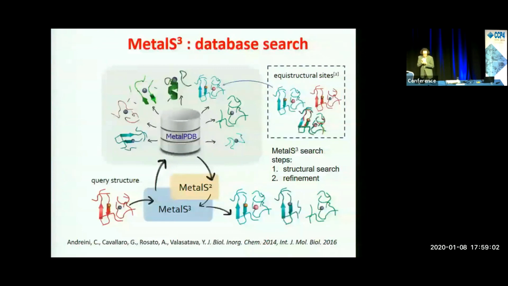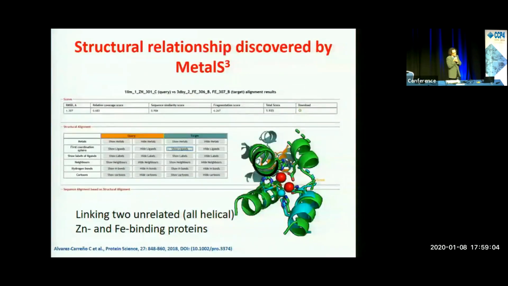And you can actually also discover some new relationships. So this is from a publication using the tool, where they discovered structurally similar binding sites with different metal ions loaded in the structure, but fairly good local structural similarity, as you can see from the superposition. This was a little helped by the fact that this was an all helical protein.